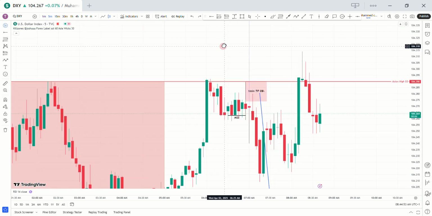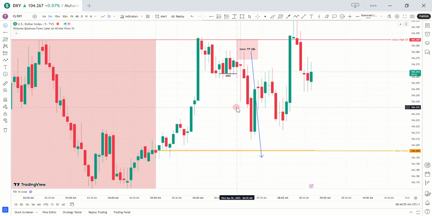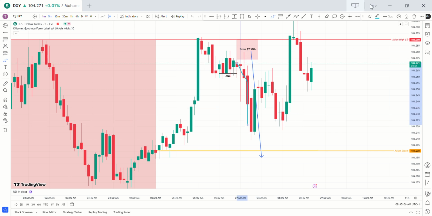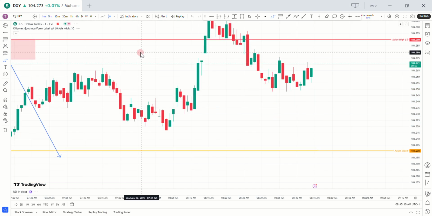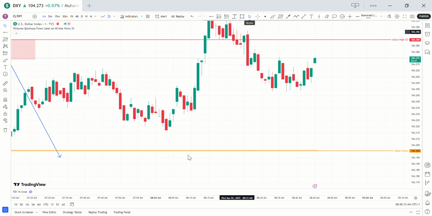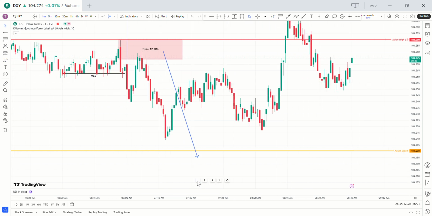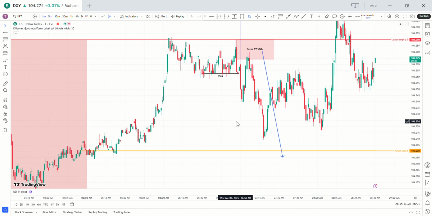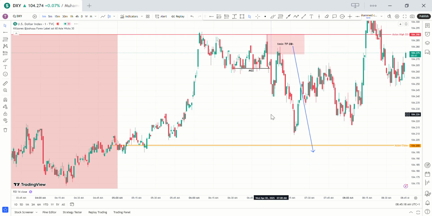So as I saw that price was consolidating, I waited. Then immediately when London session had opened, price just expanded to the downside like this. Then I quickly switched to my 1 minute time frame. As I keep saying, and I'll keep saying it, DXY gives me more confidence to take a trade.